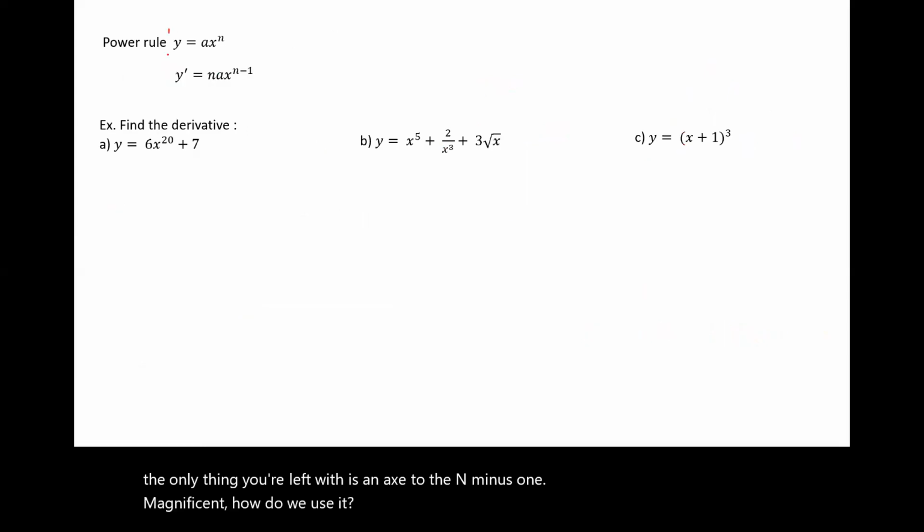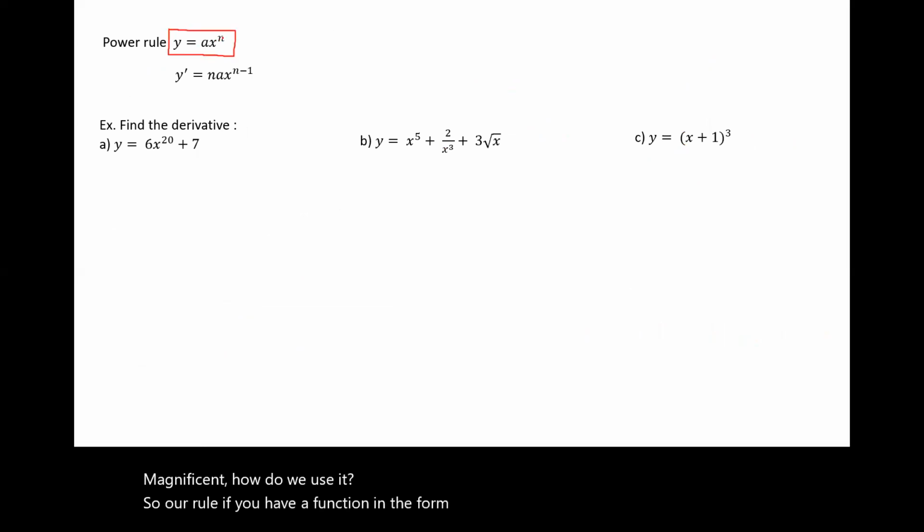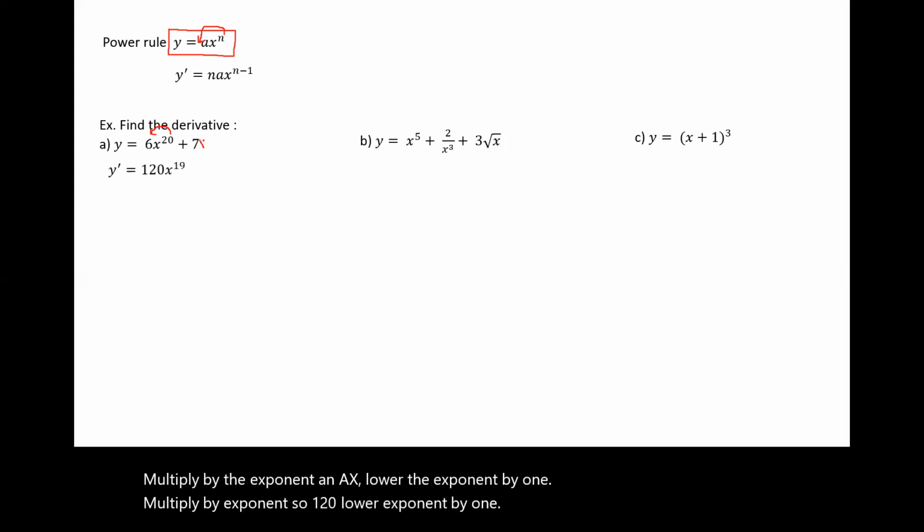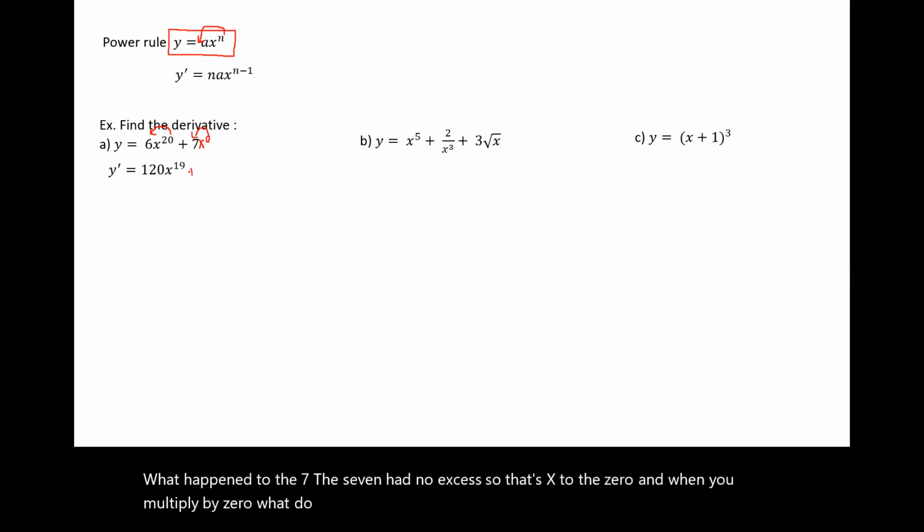So our rule: if you have a function in the form number times x to an exponent, for the derivative, multiply by the exponent, then lower the exponent by 1. Multiply by the exponent, so 120, lower the exponent by 1. What happened to the 7? The 7 had no x's, so that's x to the 0. And when you multiply by 0, what do you end up with? 0. And we just don't bother writing it.